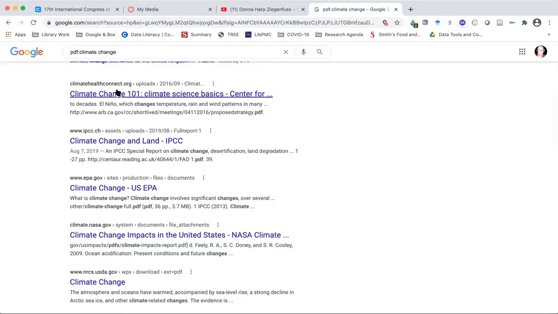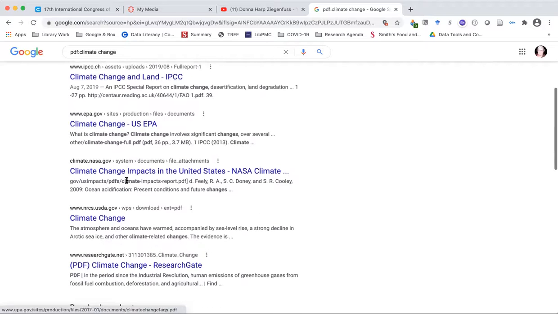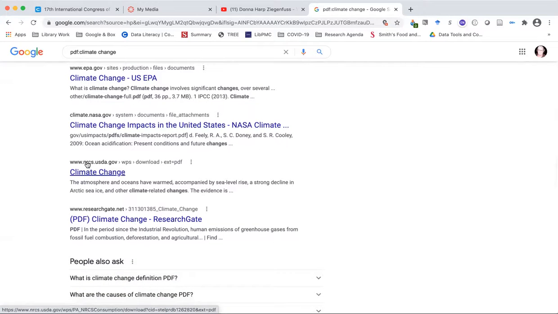But a lot of what you'll find on Google Scholar will be what we call the gray literature, reports, papers that are preprints that haven't gone through peer review yet. Depending on your topic, if you were doing a school topic, you would find school district reports, government. So here's one from NASA, climate.nasa.gov. So this is a good reputable source. EPA, this is a good reputable source. It's just that it's not peer reviewed.